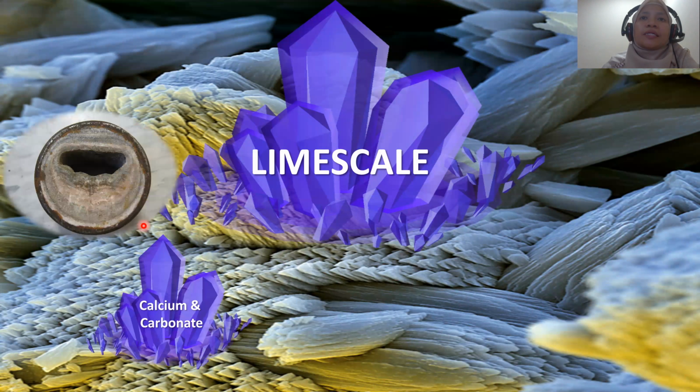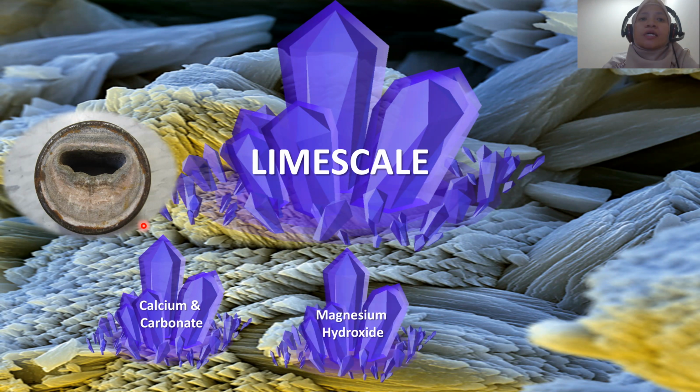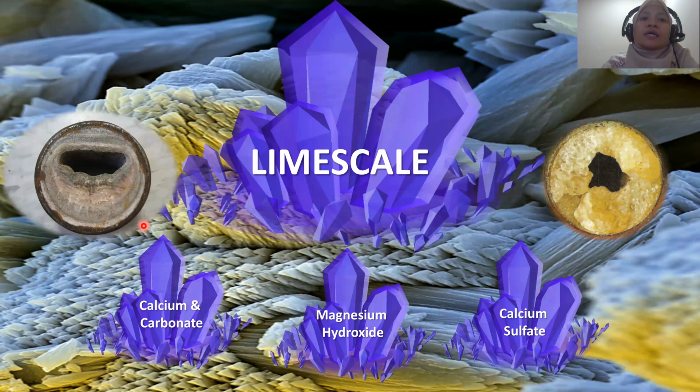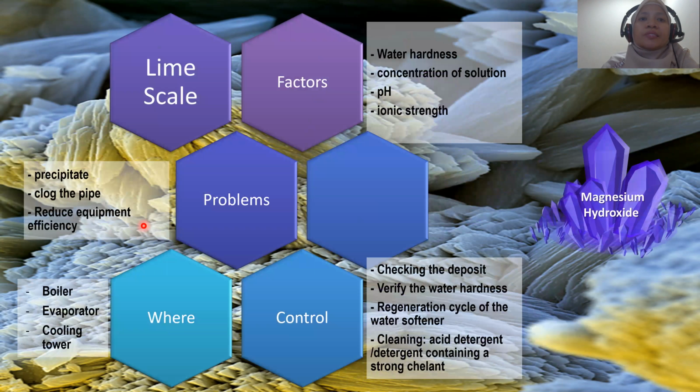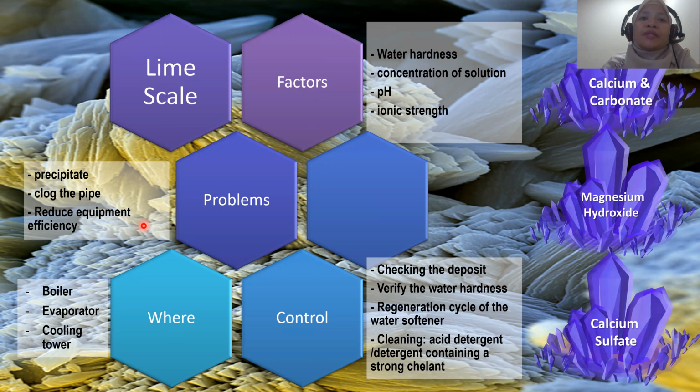Limescale consists mainly of calcium carbonate, but it can also contain small amount of magnesium hydroxide, calcium sulfate, and other compounds depending on water composition. The formation of limescale is influenced by many factors such as the water hardness, concentration of solution, pH, and ionic strength. And limescale may cause significant problem as it can precipitate and clog the pipe.